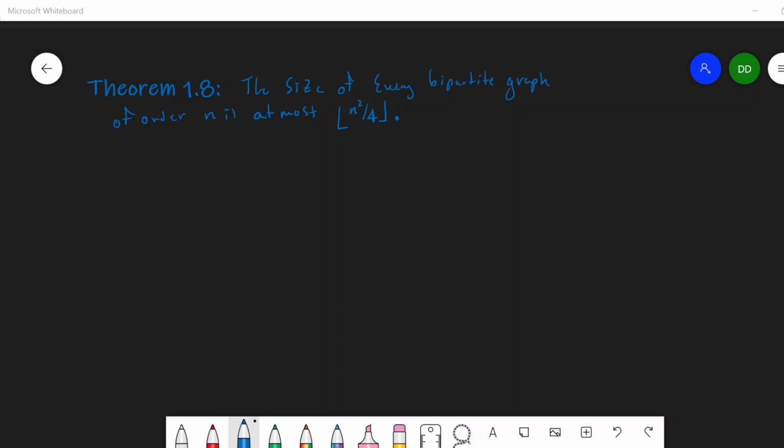Welcome back. In this video, I'll run through a proof of Theorem 1.8. It says that the size of every bipartite graph of order n is at most the floor of n squared over 4. So again, make sure you understand what a bipartite graph is before proceeding with this video, because that'll be necessary, right? This concerns bipartite graphs, so we need to know what that is.